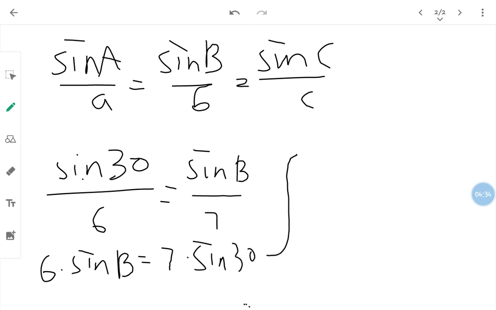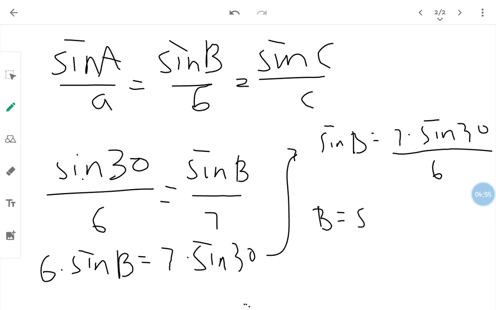Now what do we do? Divide by 6. Then I get sine B equals 7 times sine 30 over 6. My answer is about an angle, so I don't need the sine. What do we do? Put the arc sine. So B is going to be arc sine of 7 times sine 30 over 6. Please use your calculator to do this one.